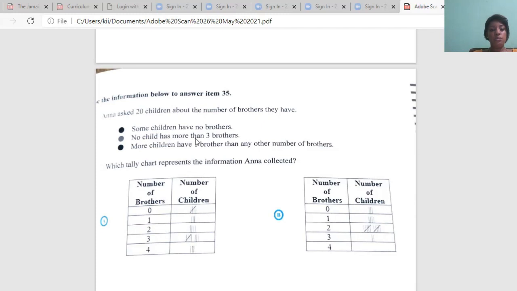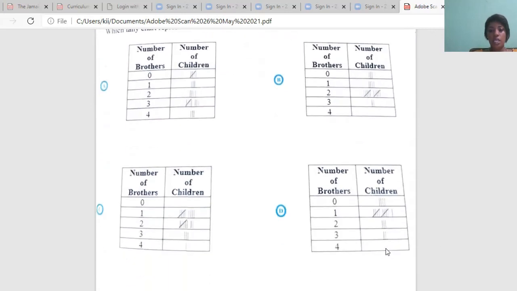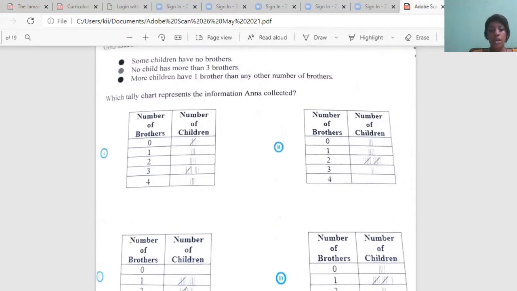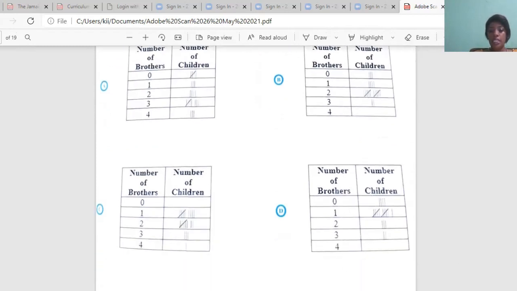So no child has more than 3 brothers. So 0, this one. Because this means 4 brothers and no child is there. Some child has no brother, that is also represented in this chart here. See if there's another chart. Yes, there is another chart. So we're between B and D. And then it says, more children have 1 brother than any number of brothers. So let's look for the one with 1 most, and that's D. So the correct answer is D.